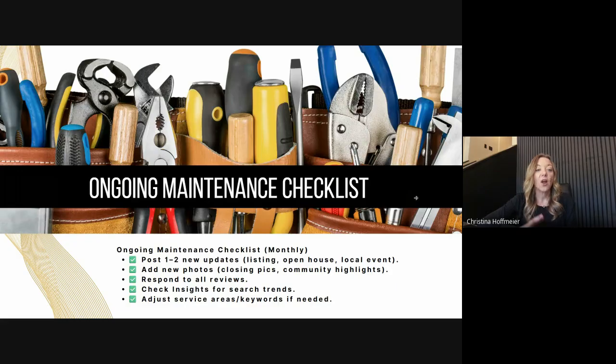All right, here is an ongoing maintenance checklist. Some things you should be doing and checking monthly. Post 1 to 2 updates. So that's a listing, open house, or local event. And that's the minimum, not the suggested. This is the minimum. Post 1 to 2 new updates.